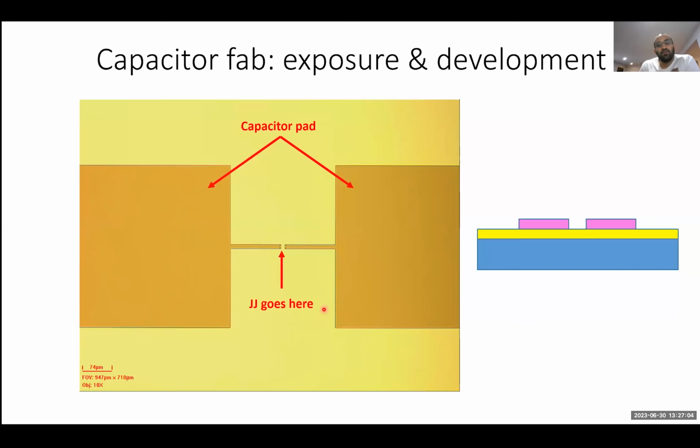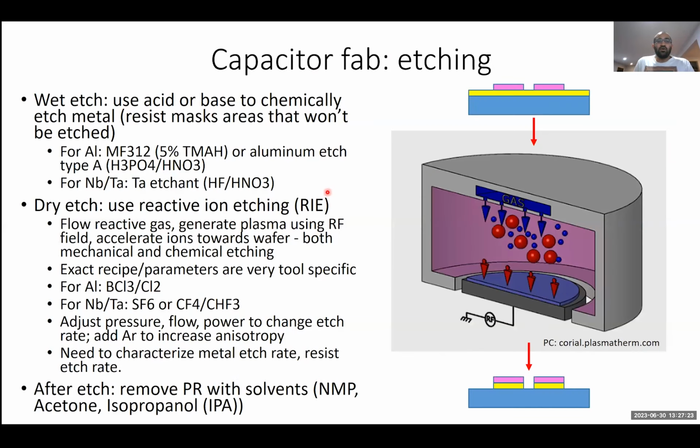So here's an example of what a pattern can look like after exposure and development. So here I have a wafer coated with metal, and my photoresist is masking the capacitor pattern of my transmon. This is sort of the area where my junction goes. Okay. So now that we've done development, we can move on to etching.